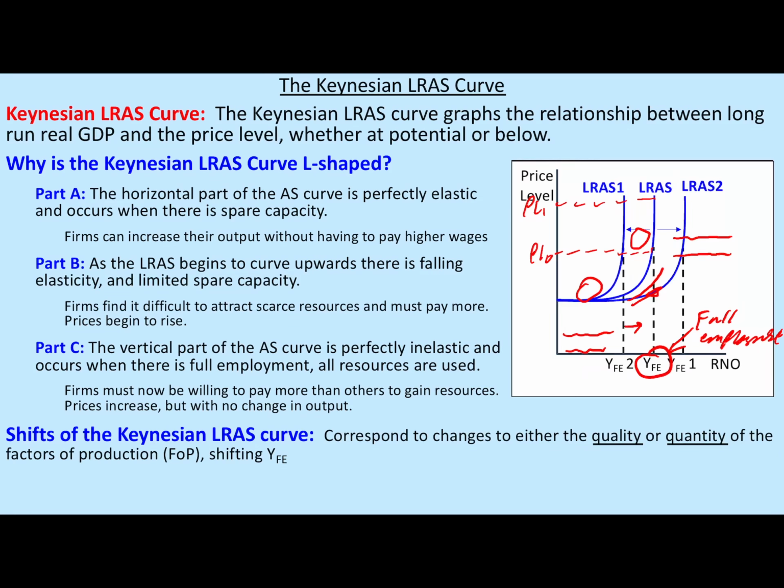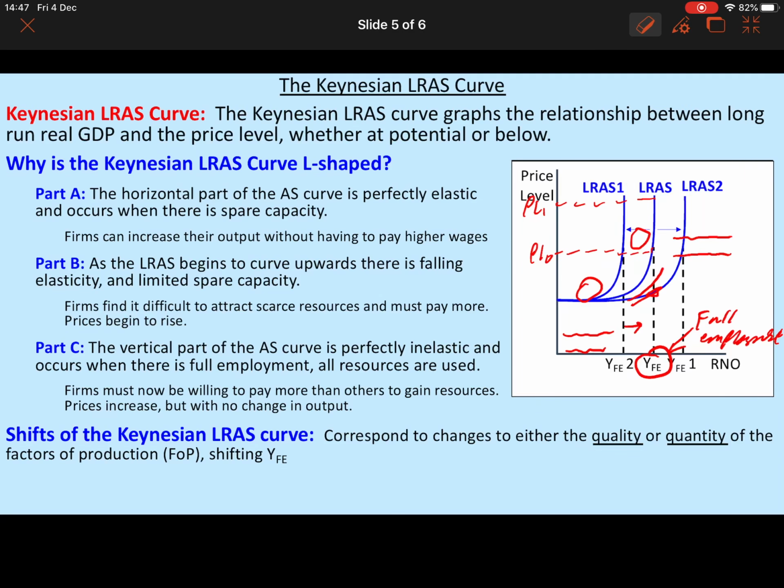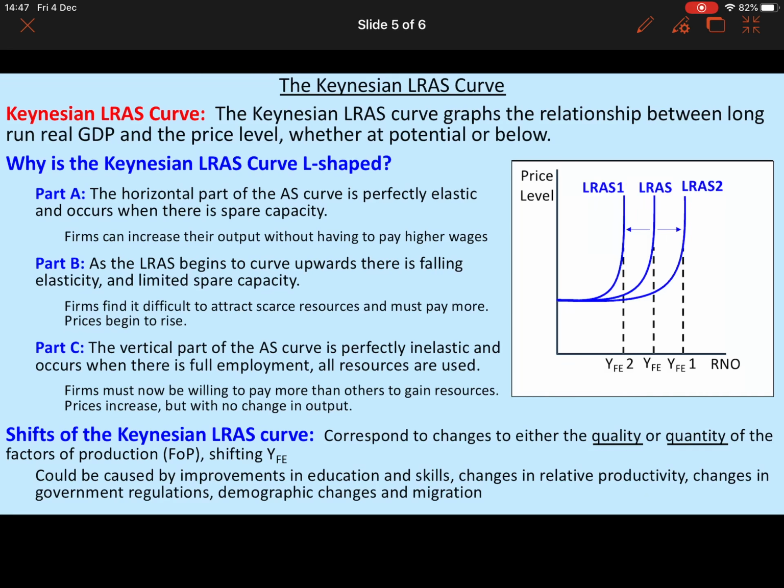Shifts of the Keynesian LRAS curve can also happen. And they again correspond to changes in either the quality or the quantity of our factors of production. So leftwards would be a reduction, rightwards would be an increase in our quality or quantity. And it could be caused by the government improving education and skills, boosting the quality of our labour force. It could be a change in relative productivity. Our output per input is going up, whether that's capital, labour, land, productivity improving, or indeed getting worse, going down to LRAS 1 as we see in the diagram perhaps.